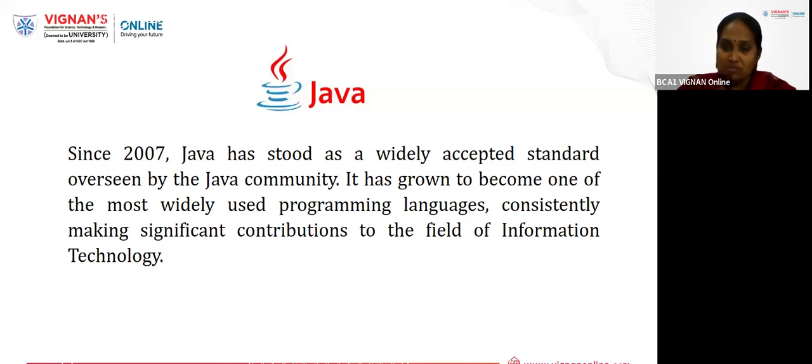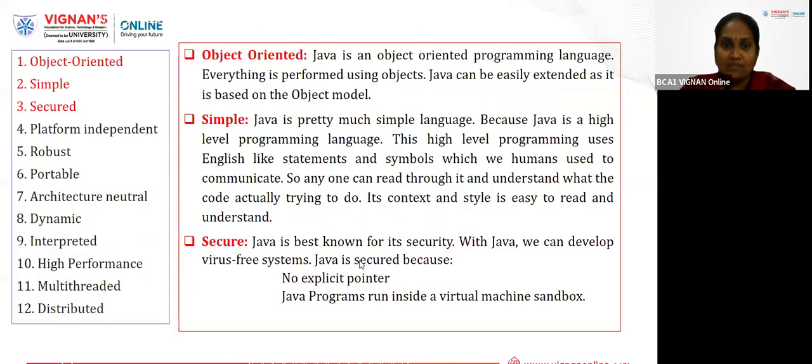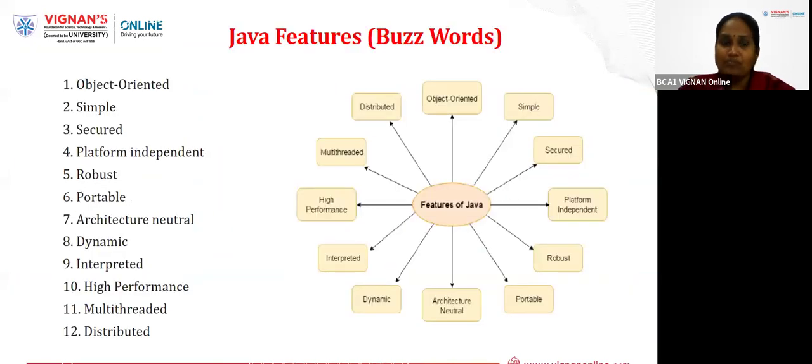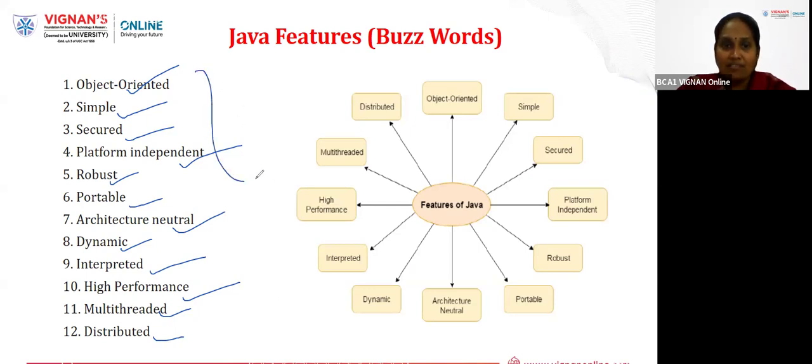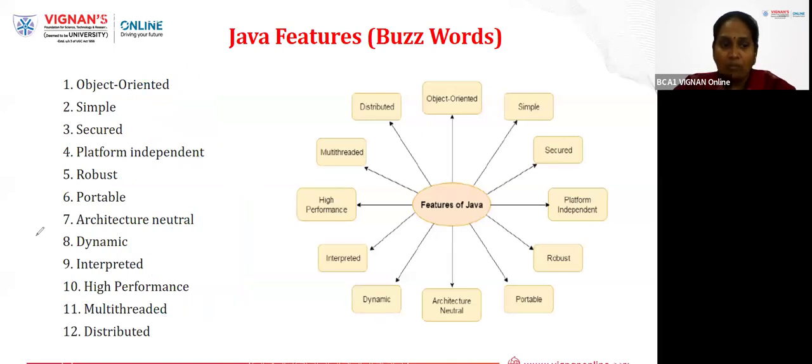And coming to the various concepts, features of Java. Here, all these are the various features of Java. It is object-oriented, simple, secure, a platform-independent language, robust, portable, architecture-neutral, dynamic. It is an interpreted language. It is a high-performance language, multi-threaded, and distributed. All these are the features of Java, right? Now we will see all these features one by one.